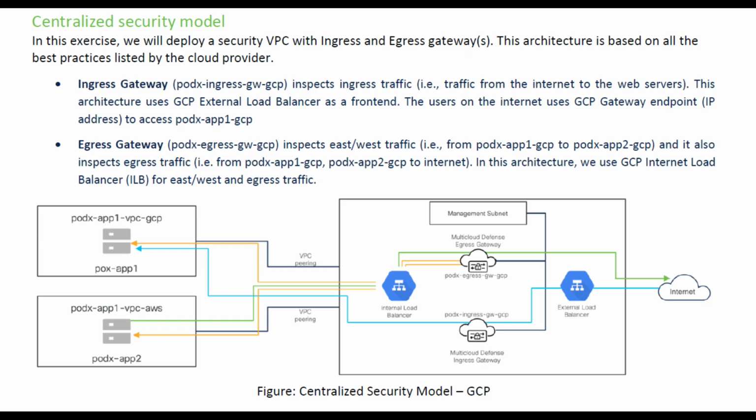Now egress gateway pod 33-egress-gateway-GCP inspects east-west traffic. So pod 33 app 1 to pod 33 app 2. And it also inspects egress traffic from pod 33 app 1 and pod 33 app 2 to the internet. In this architecture, we use GCP internet load balancer for east-west and egress traffic.